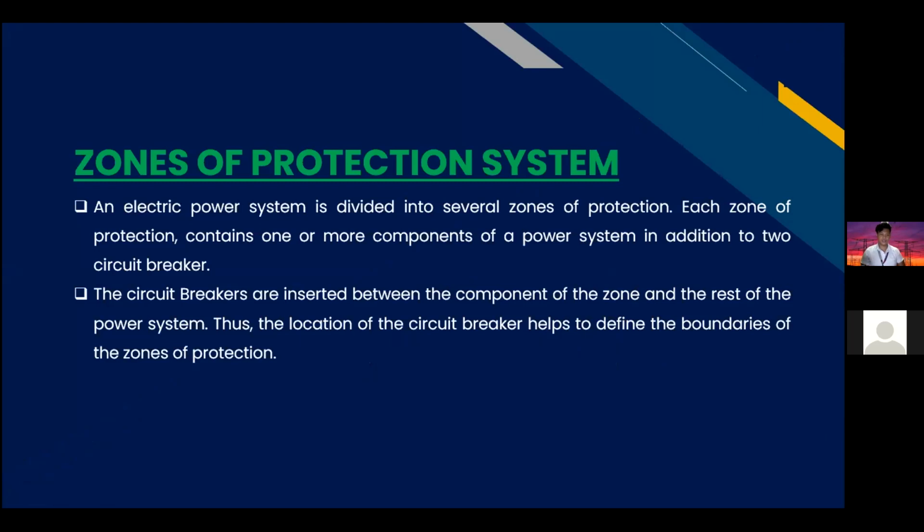The zones of protection. An electric power system is divided into several zones of protection. Each zone of protection contains one or more components of a power system in addition to two circuit breakers. The circuit breakers are inserted between the component of the zone and the rest of the power system. Thus, the location of the circuit breaker helps to define the boundaries of the zone of protection.